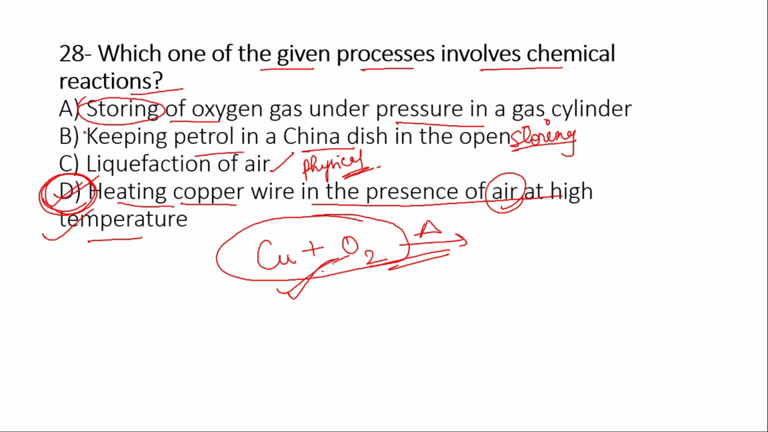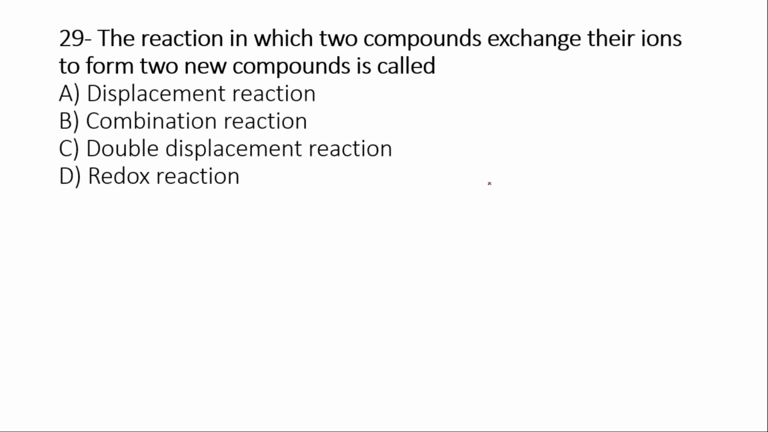Now to the next question, question number 29. What is it saying? The reaction in which two compounds exchange their ions is a double displacement reaction. Whenever there is a double displacement reaction, there is going to be an exchange of ions. So the answer to question number 29 will be option C, that is double displacement.